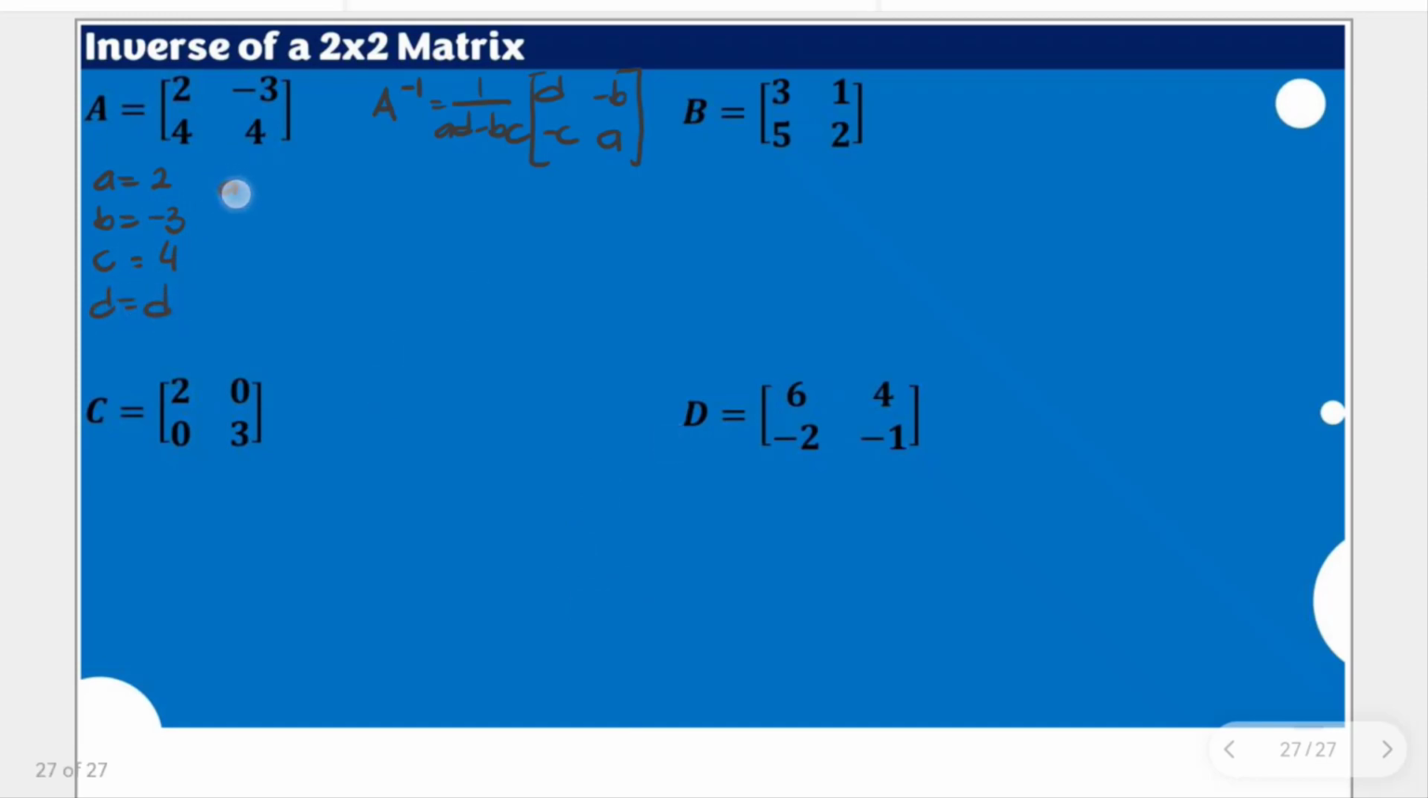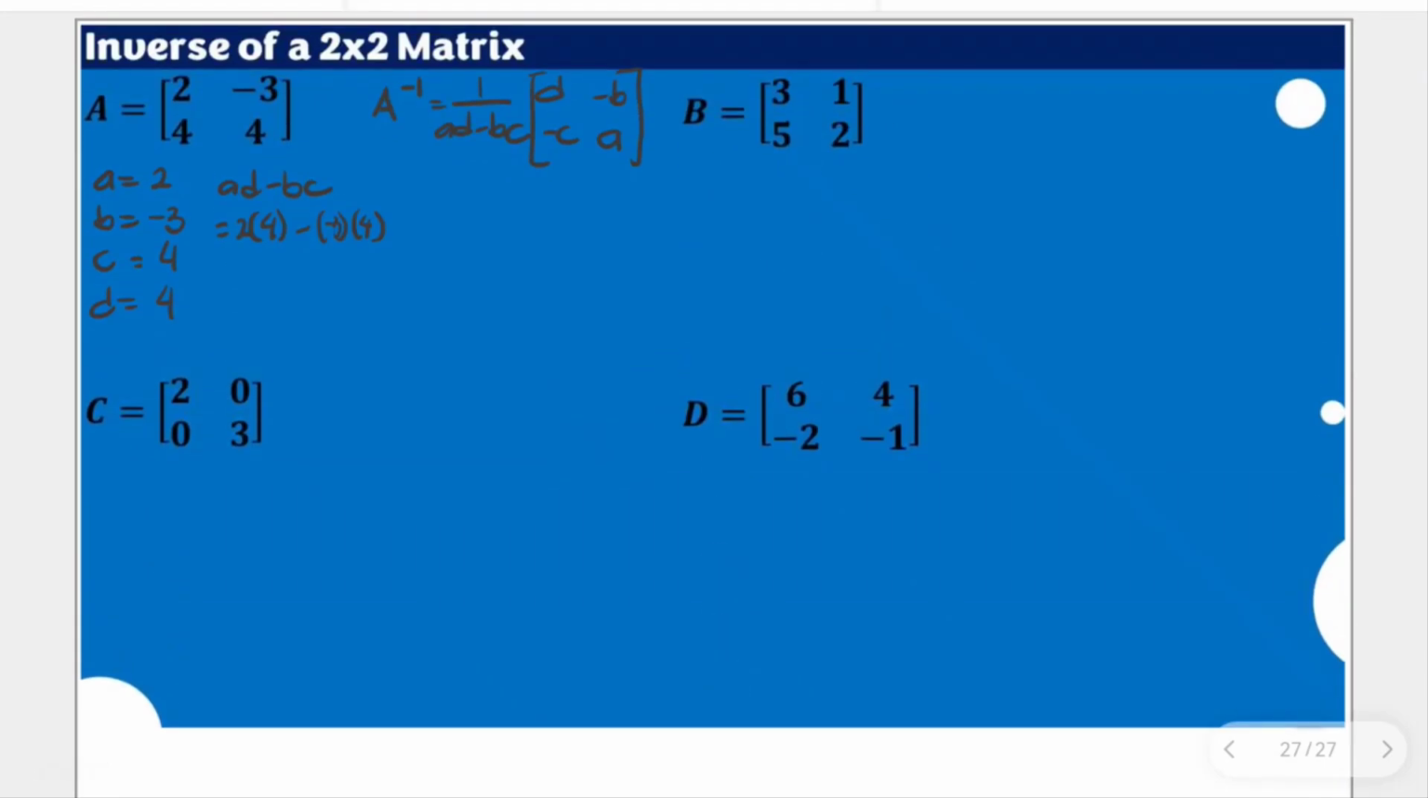So if we have AD minus BC to be placed here later, we'll have 2 times, oh sorry, my bad, this is not D, this is actually 4. 2 times 4 minus negative 3 times 4. I hope I have enough spaces here, but of course you have space at the bottom if we don't have much space here at the top. So this is actually 8 plus 12, so that's 20. Your determinant is 20. So you could get the inverse of A with this.